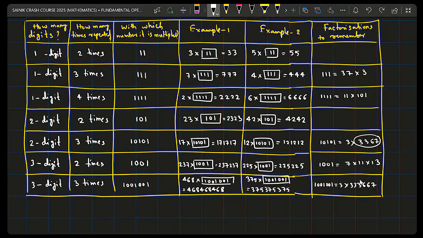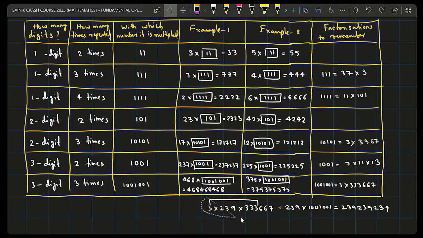Suppose I give you a question like 3 into 239 into 333667. If you get this question, you do not need to do any product. 3 into 333667, we know that is 1001001. So the answer is going to be 239 repeated 3 times: 239239239. Okay? You can copy that last one also, the 1001001 factorization. So I hope this table is completed.